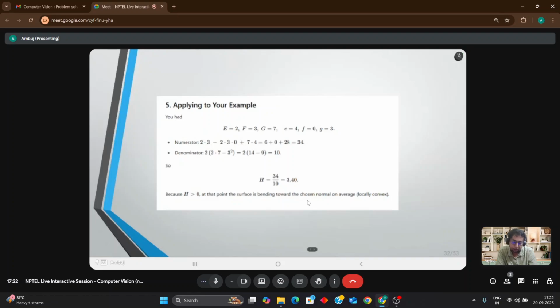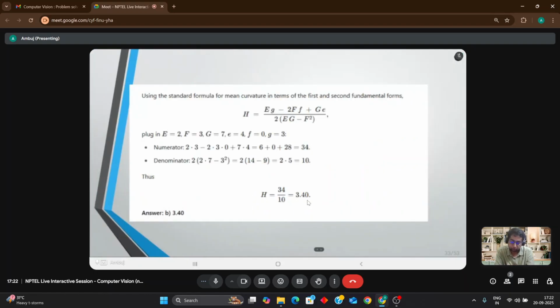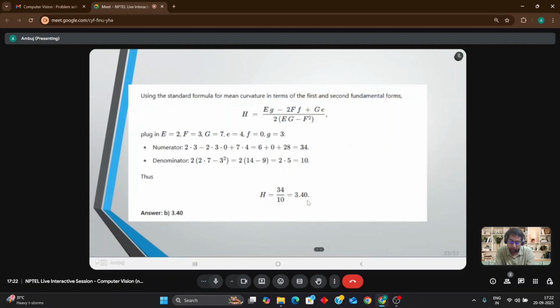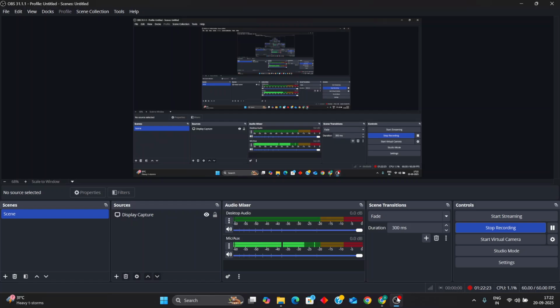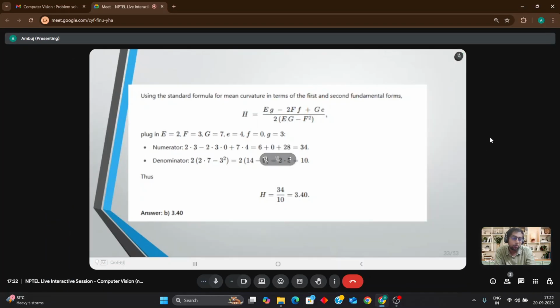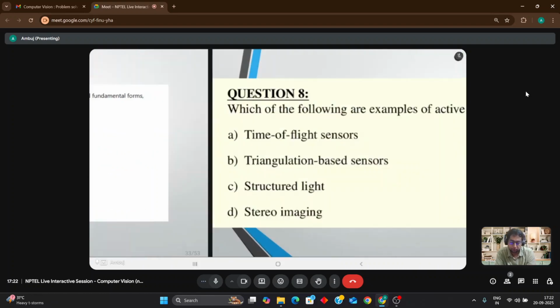In our example, we just apply the values, numerator to numerator, and compute. We will get the value as 3 point something. All the calculations have been shown here. Please, after the session is over, do try to compute it yourself. Try to see whether you are getting the same result or not. If you are not getting the same result, then we will discuss.